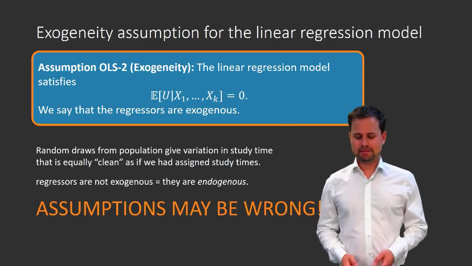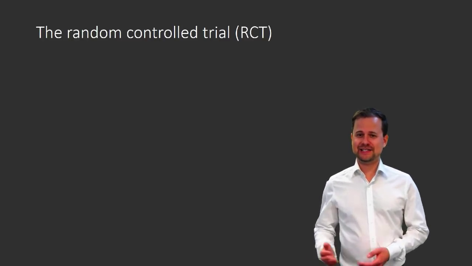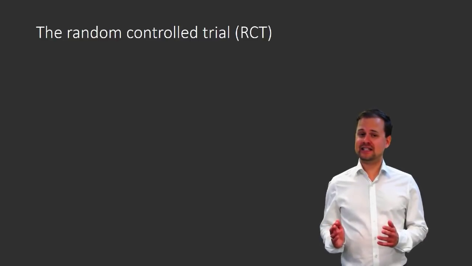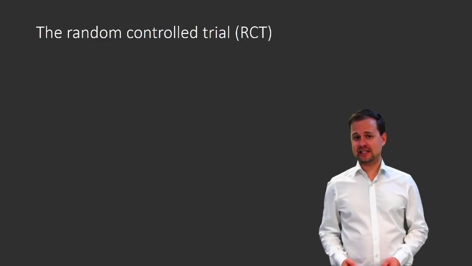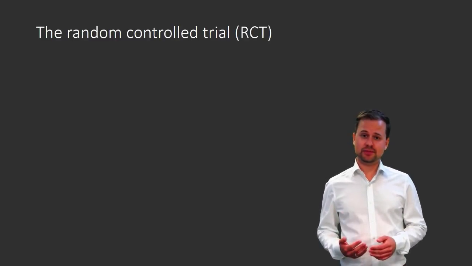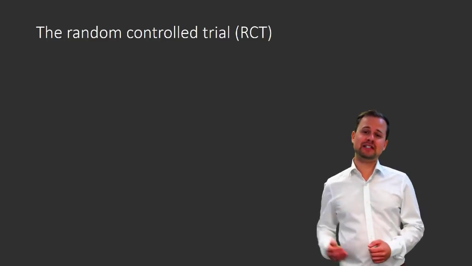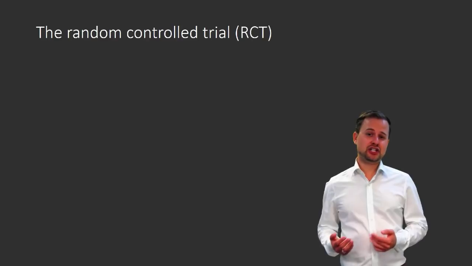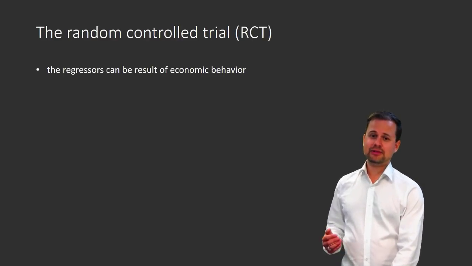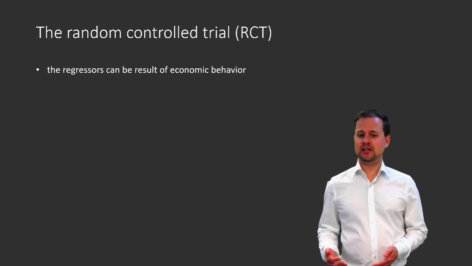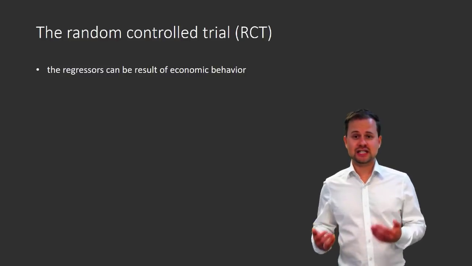Never forget that. Now I want to talk briefly about the randomized controlled trial, or RCT. In any empirical analysis that tries to use data to back out causal effects, the weakest point of the analysis will typically be the exogeneity assumption. As long as we are studying economic agents in their natural habitat, the validity of the exogeneity assumption will be a concern. The reason for this is that the regressors themselves are expected to be a result of economic behavior, and thus they might also be endogenous in an econometric sense.